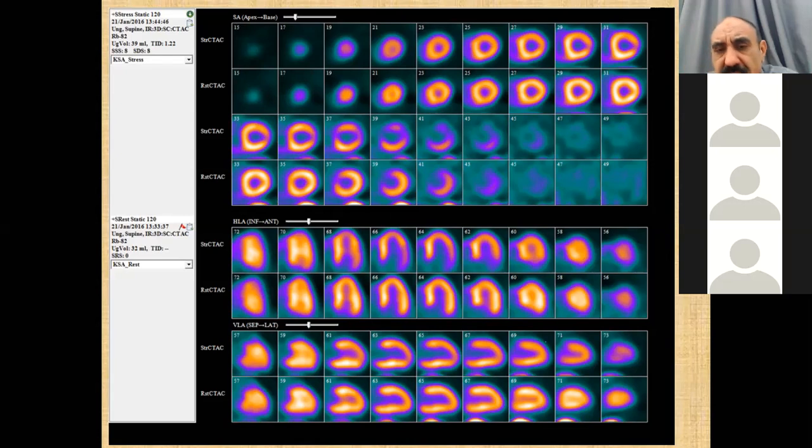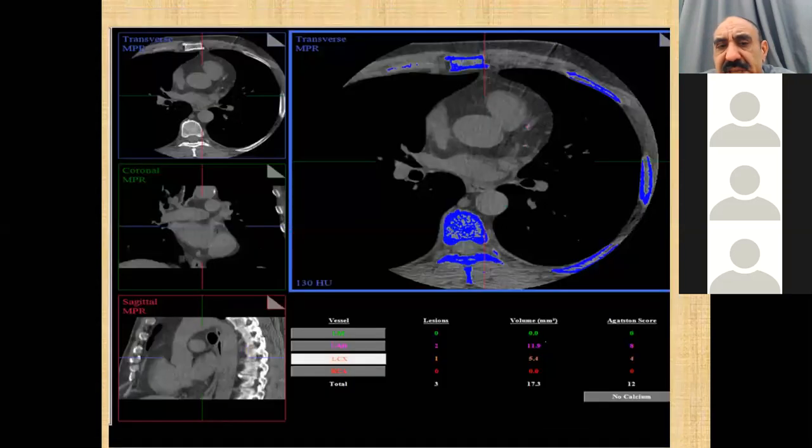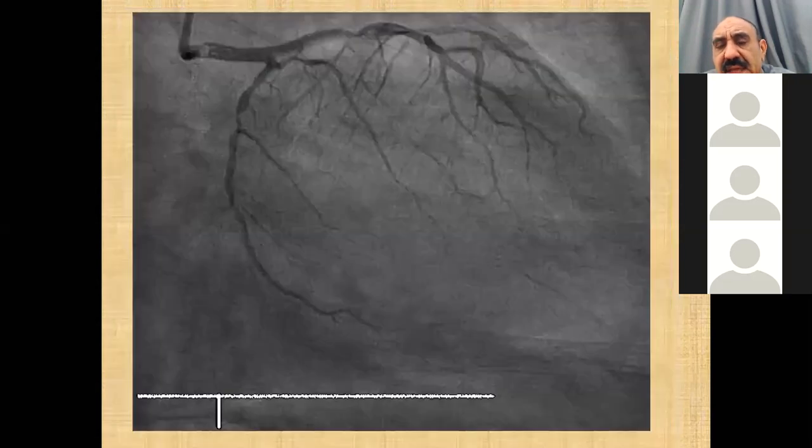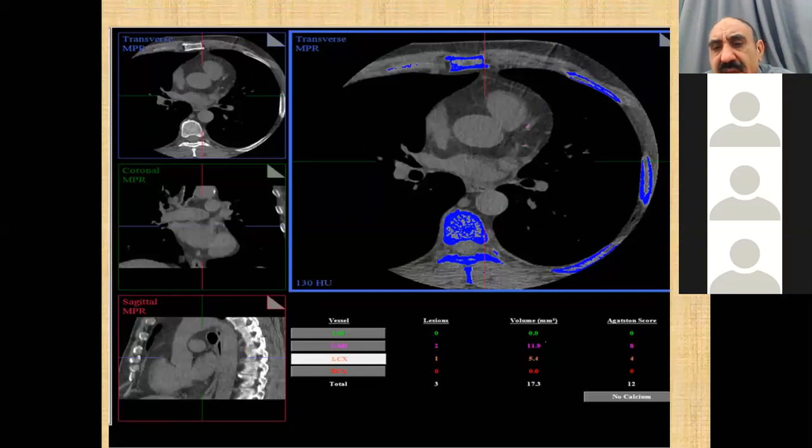What shall we be doing next? Nuclear imaging is a gatekeeper for cath, so the patient will undergo cath. Before we go to the cath, we can see that the calcium score is only 12. So sometimes in younger people, the calcium score might not be high enough to exclude coronary artery disease.